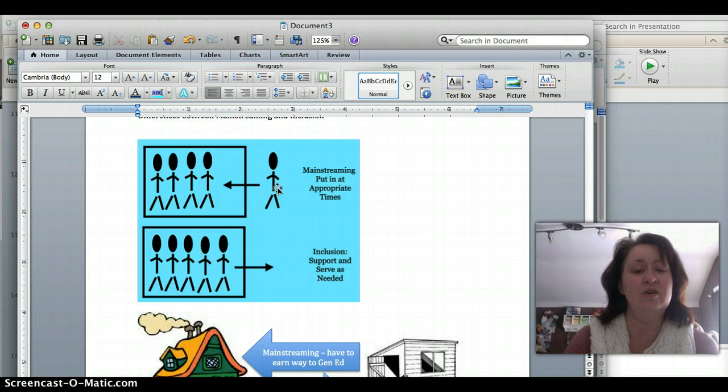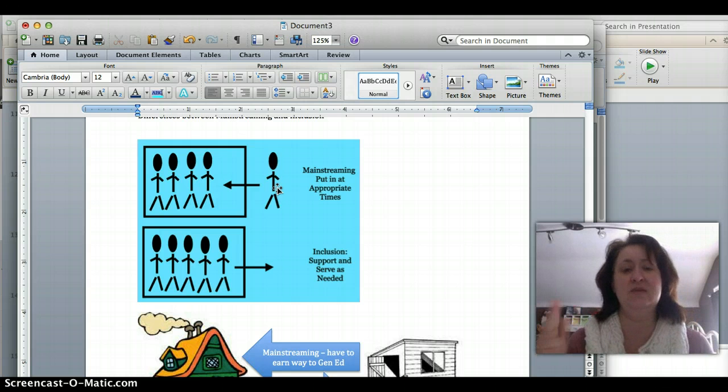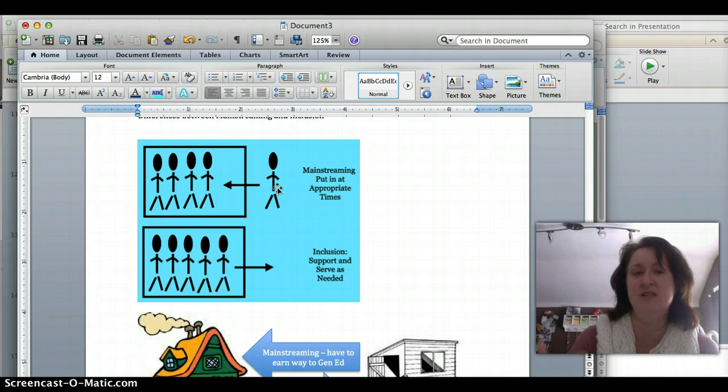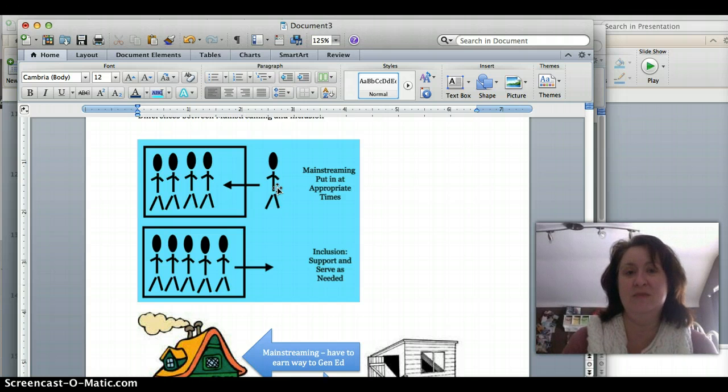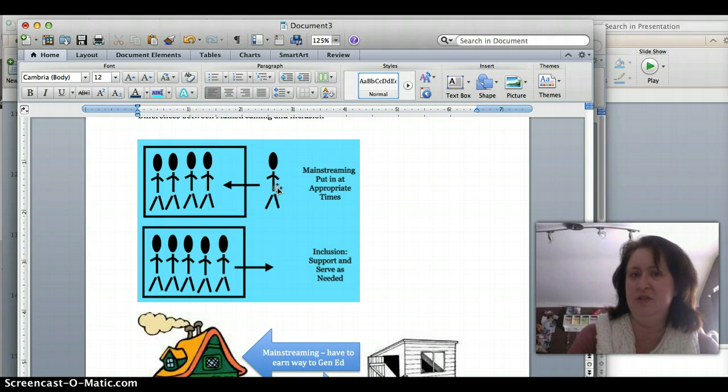The student has to earn their way into the gen ed classroom by good behavior, by understanding academics, by demonstrating an ability to master content or to follow social and teacher cues. Those are the things we would say in mainstreaming: the student is able to do all these things, so we'll let them in the gen ed classroom for a little while. Inclusion is the opposite. Inclusion says we're going to build in the supports, accommodations, and modifications that are needed so a student can be part of this classroom at all times, or as much of the time as their least restrictive environment calls for.